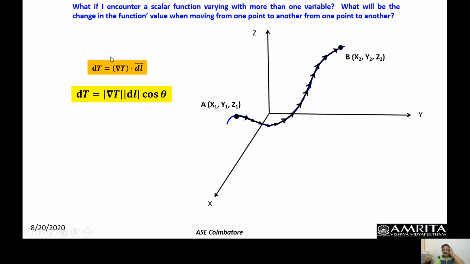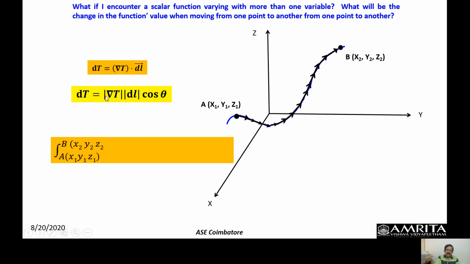I can sum it up like I can write, for example, del T1 dot dl1, del T2 dot dl2, del T. So I take dot products. When both are along the same direction, we are going to get the same angle, which is 0, which means we are going to get simply the mod del T dl. So I can keep multiplying it and then summing it up together, and I can reach the point B.